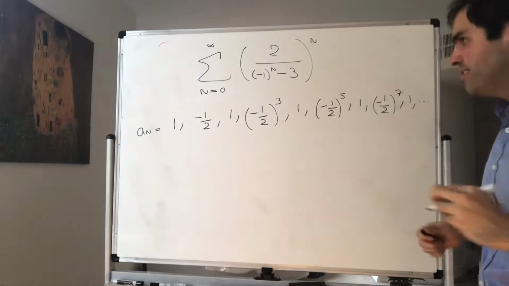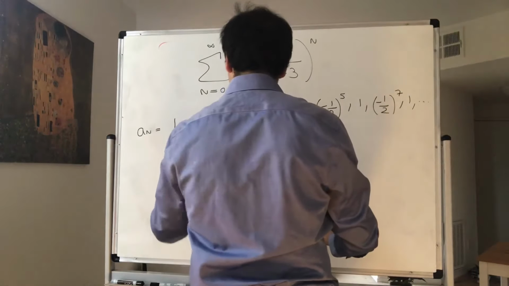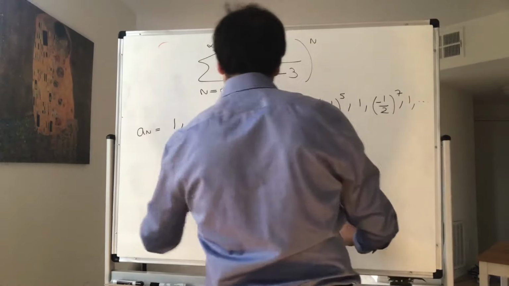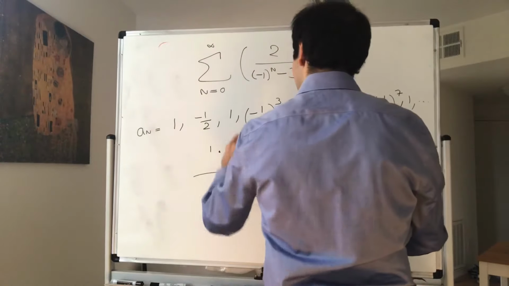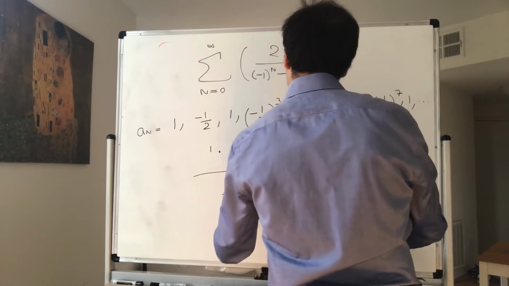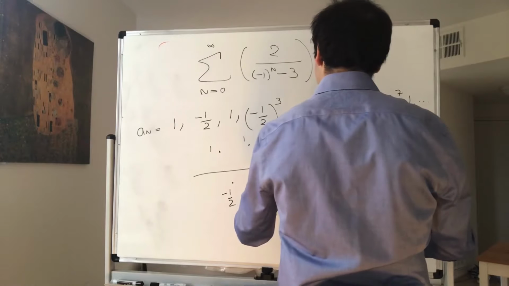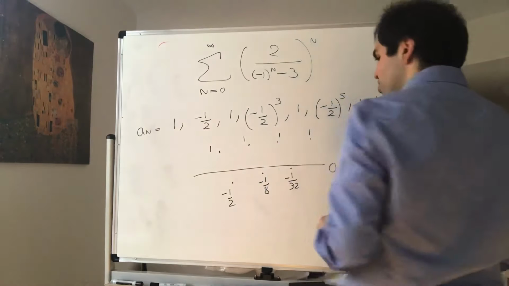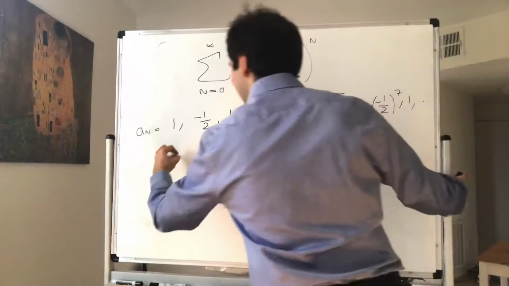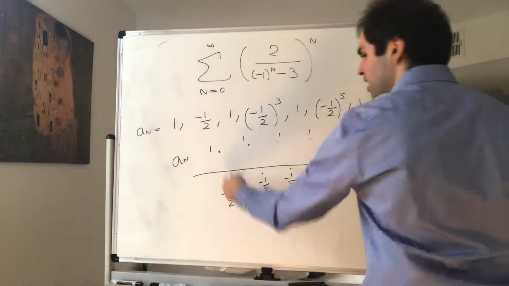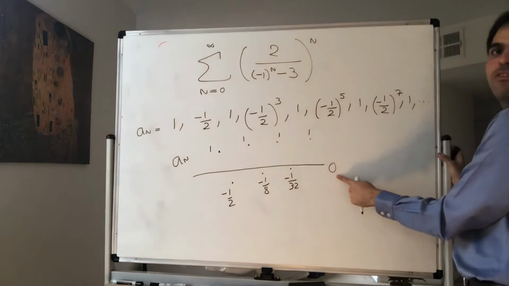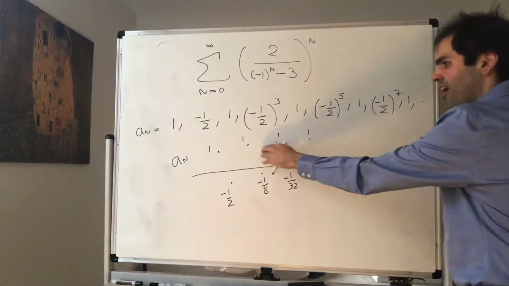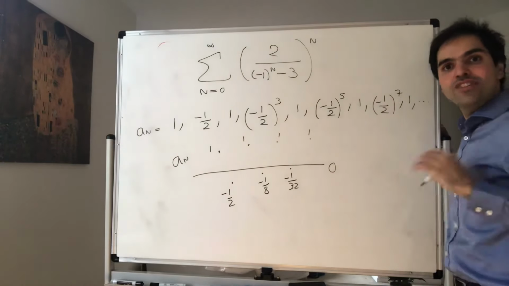All right, so what does this sequence look like? Well, we have 1, and then minus 1 half. To make this clear, let's suppose this is 0, and then 1, minus 1 eighth, 1, minus 1 over 32, 1, etcetera. So the sequence a_n alternates between 1 and those smaller and smaller values. In fact, notice it cannot possibly converge to zero, because all the values would have to get eventually close to zero.